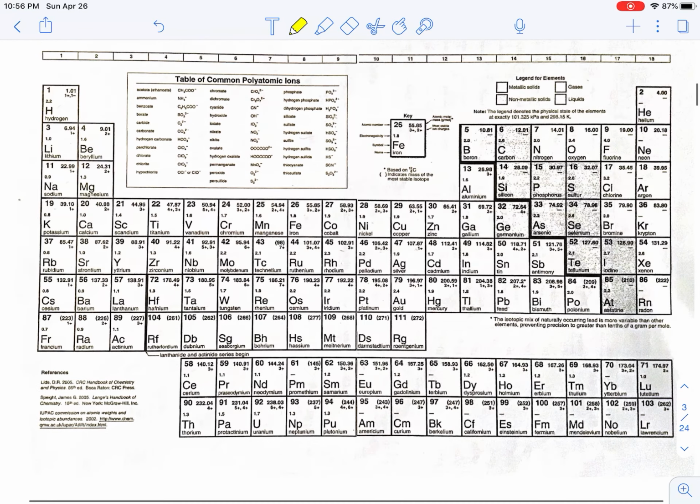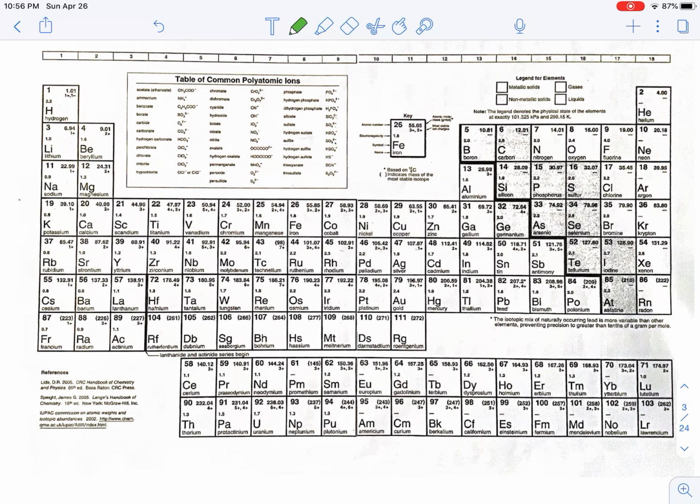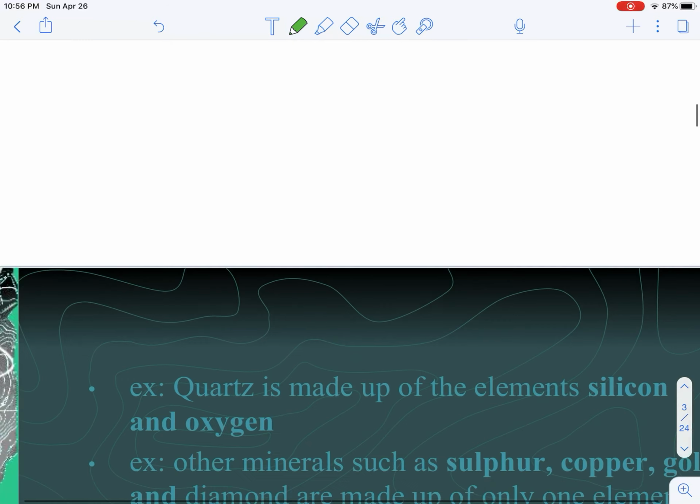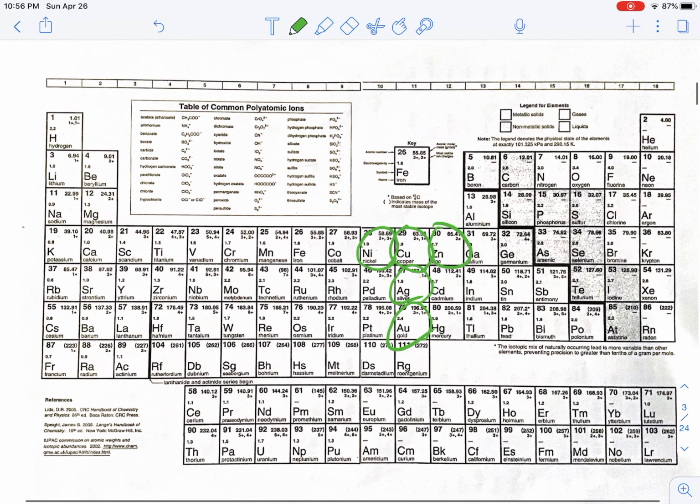So I just put this periodic table insert in here that we would have seen in the classroom, and I would be pointing out that some of the elements you may be familiar with are the metals like zinc, copper, nickel, maybe silver, and gold. You would recognize some of these as elements, and just know that some minerals are purely these elements or combinations of these elements.